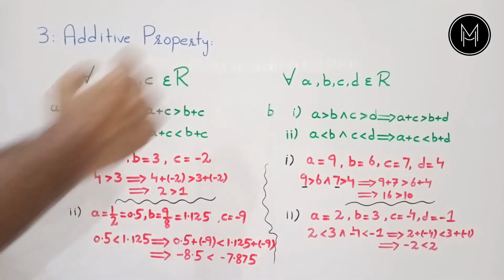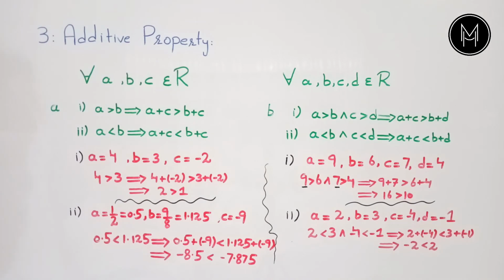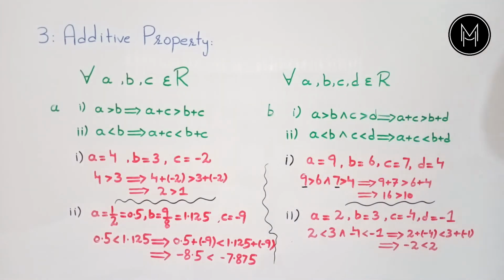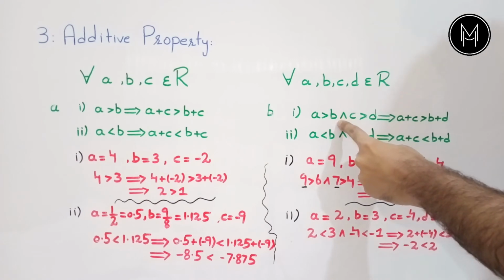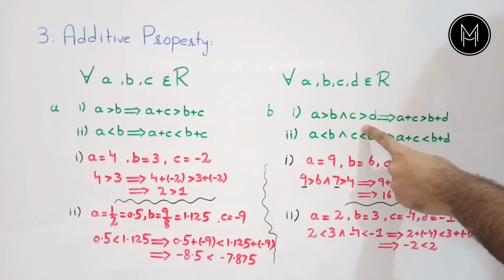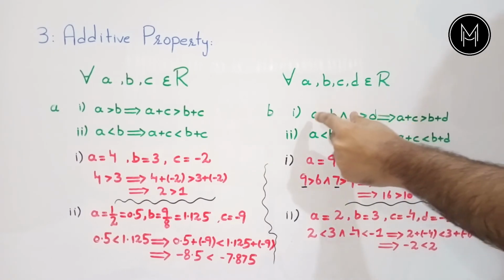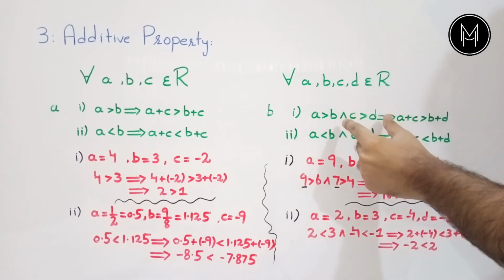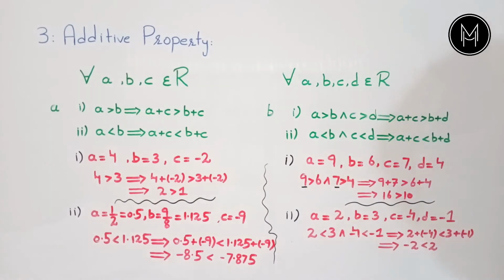Let's discuss the second part of additive property of inequality. For the second part, let we have four real numbers A, B, C and D. The first condition of this part is if A is greater than B and C is greater than D, then after the addition of two greater numbers A and C and two smaller numbers B and D, the addition of greater numbers A plus C would be greater than B plus D, the addition of two smaller numbers.